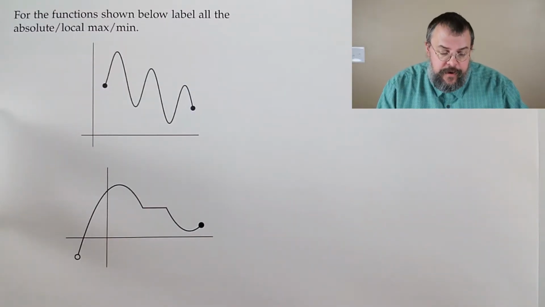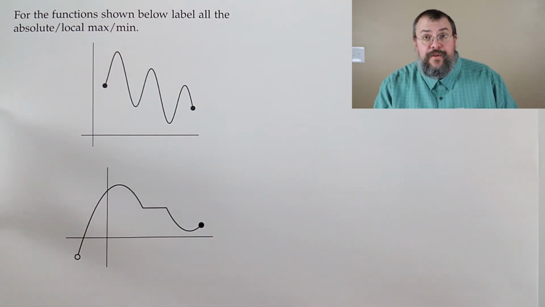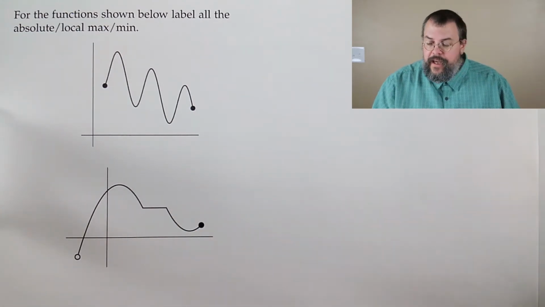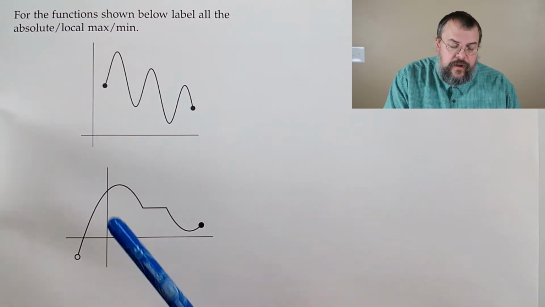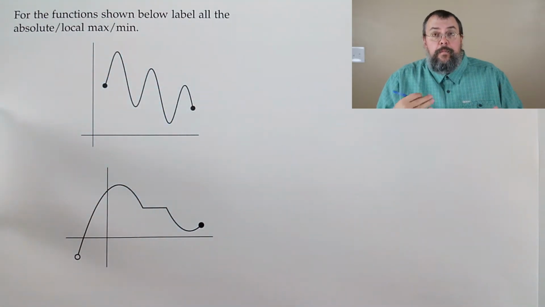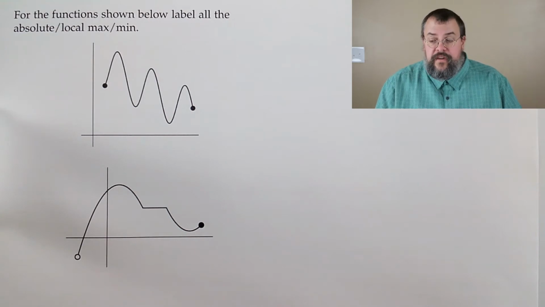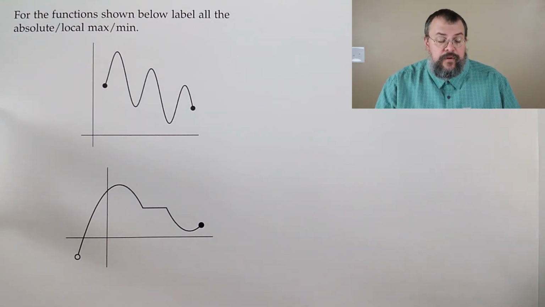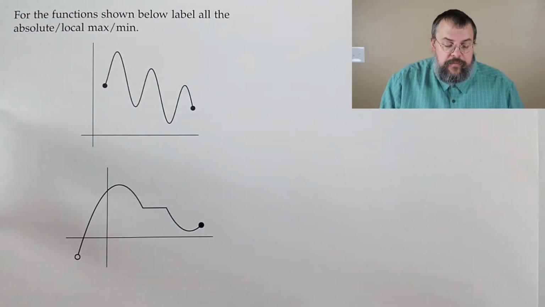So, our first problem. For the functions shown below, label all the absolute, local, max, and min. And, okay, there's really two things, absolute versus local and max versus min. Since we only have the pictures to go by, it's okay if we just use the pictures as our guide. So let's start with just saying the absolutes. So we have two functions. We'll do them both at the same time.